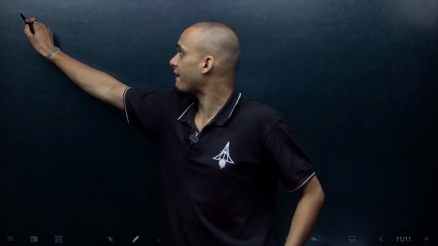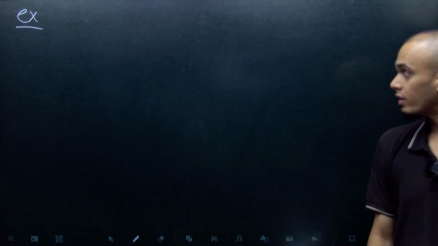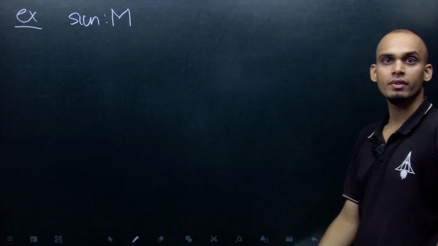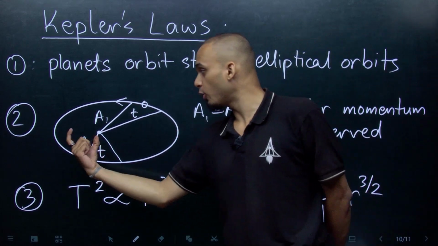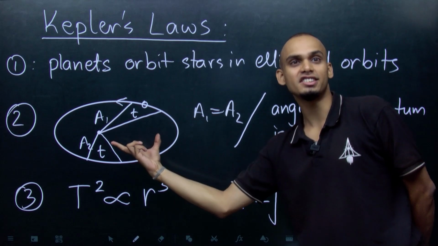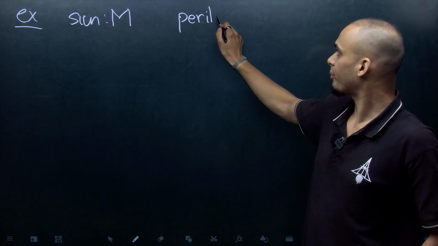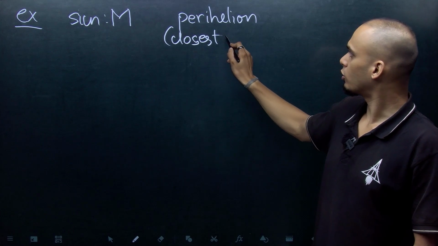Let us say the earth is moving around the sun. The mass of the sun is, let's say, capital M, and since the earth is moving in an ellipse, there will be a closest approach to the sun and a farthest approach from the sun. The point where the earth is closest to the sun we call the perihelion, the closest approach.